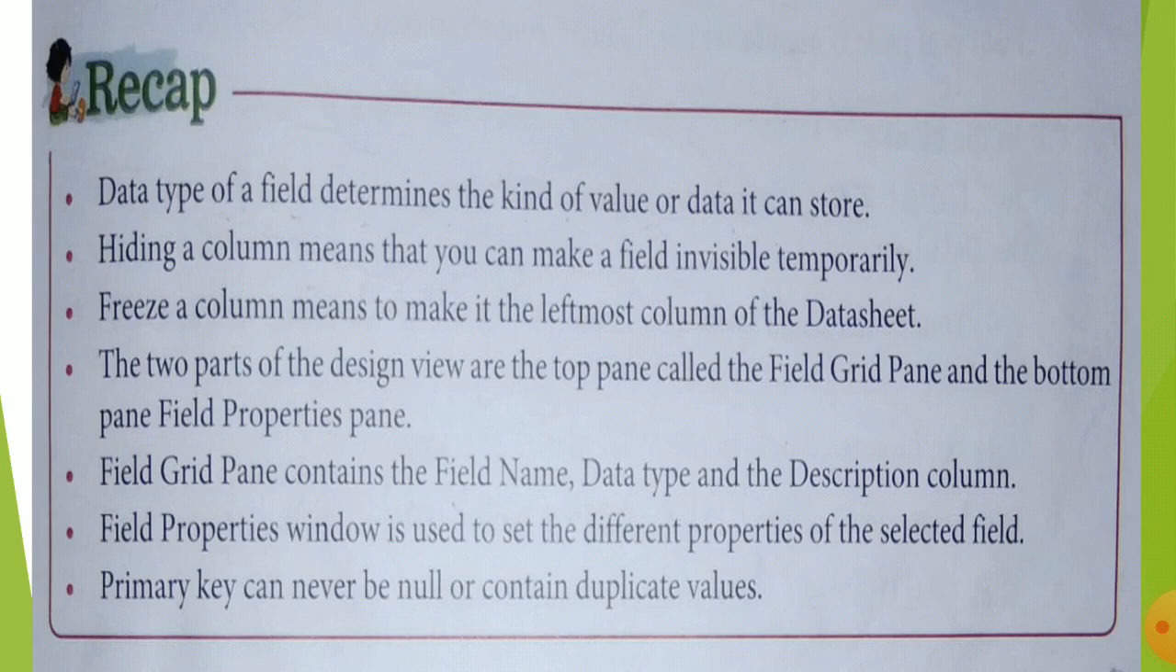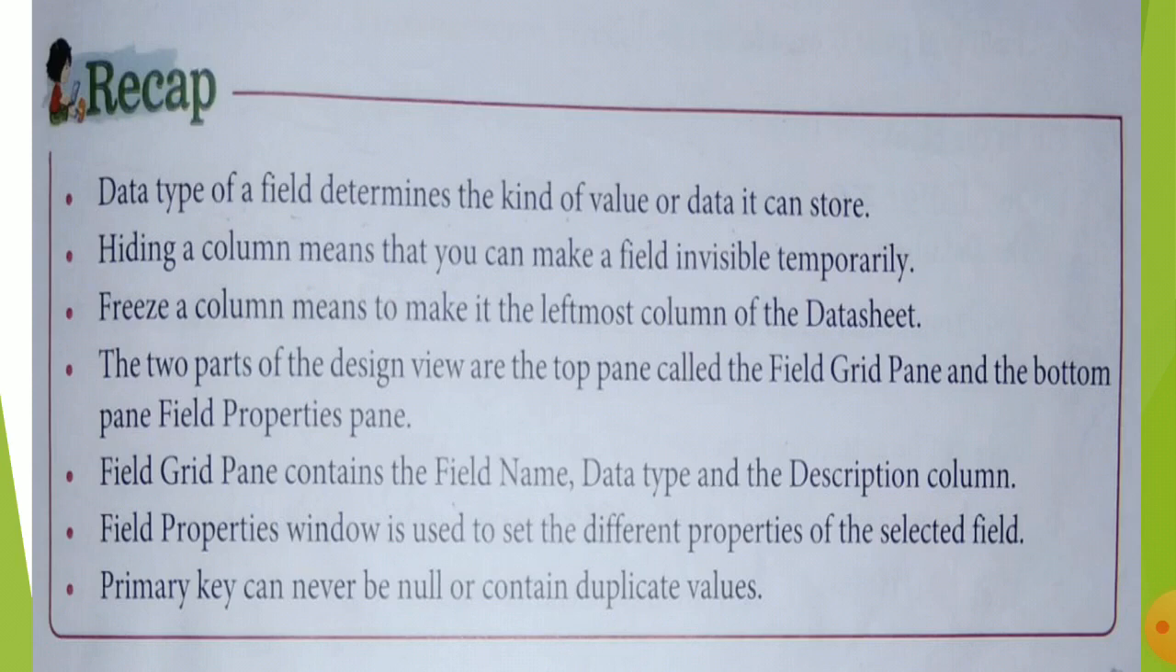Hiding a column means that you can make a field invisible temporarily. Like for some time you can make the column invisible. This is the meaning of hiding. With the unhide option, you can again bring it on the screen. Freezing a column means to make it the leftmost column of the datasheet. It means even if you scroll to the right side, that column will still be visible. So with the help of freeze column, you can make it the leftmost column.